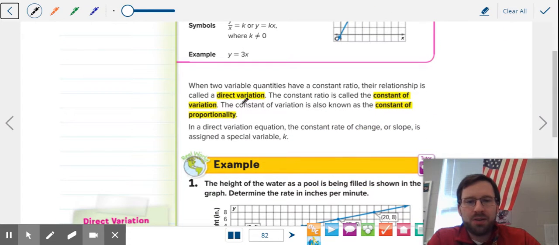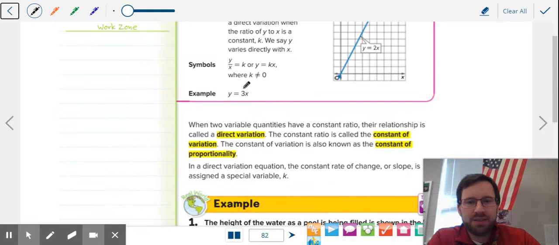Some vocab to go along here. Constant of variation is that number, 3. It's also known as the unit rate. We've talked about the constant rate of change. We did that in unit lesson 7. It's just telling you what the change is. It goes up 2 for every 1, up 2 for every 1. This one will go up 3 for every 1 over.